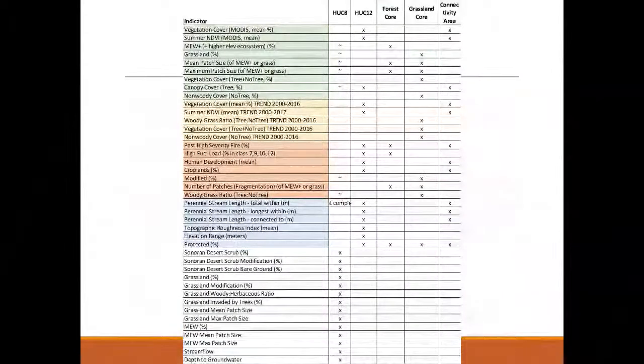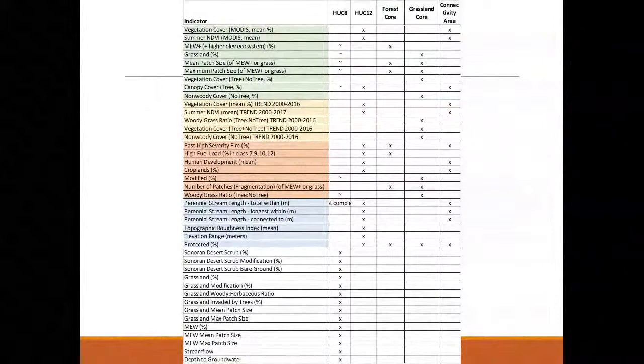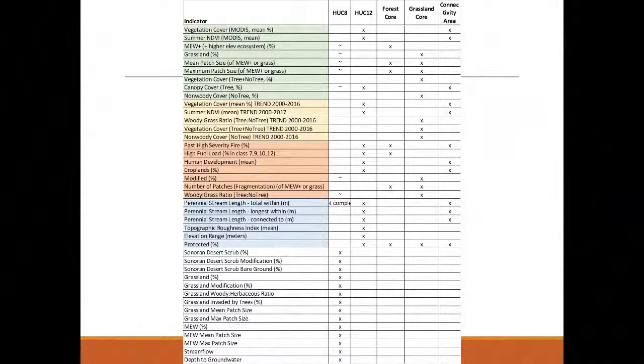So this is a table of most of the ones that we actually pulled into spatial analysis. There are several different scales. We have some indicators that were done at a HUC 8 large watershed scale, some that were done at the smaller HUC 12 scale, and then some that were done for forest cores and grassland cores and connectivity areas. And I'm not going to talk about the connectivity areas today, but I'll show you the others.